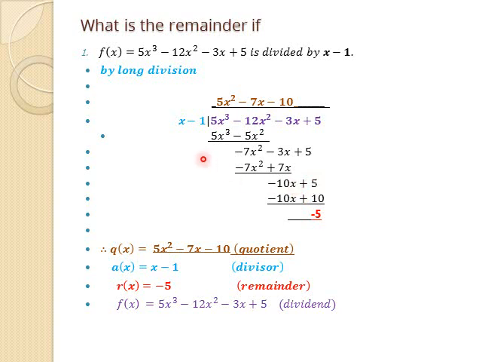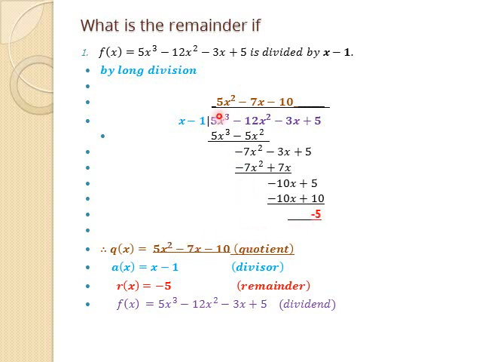Negative 10x. x times what would give me that? Negative 10. So negative 10 times x gives me negative 10x. Right? Negative 10 times negative 1 would give me plus 10. Minus 10x minus negative 10x would become 0. 5 minus positive 10 becomes 5 minus 10, which gives me negative 5.